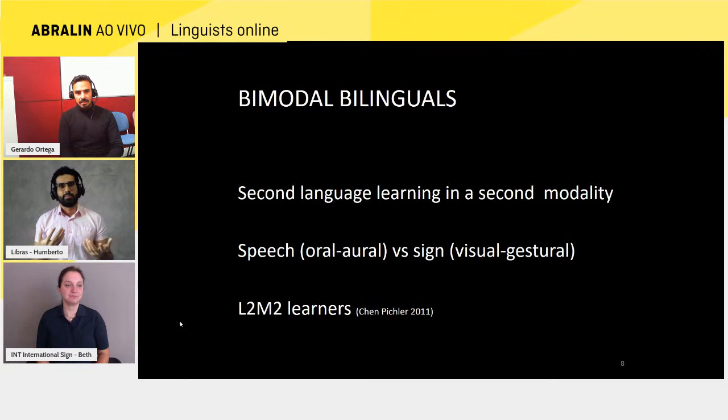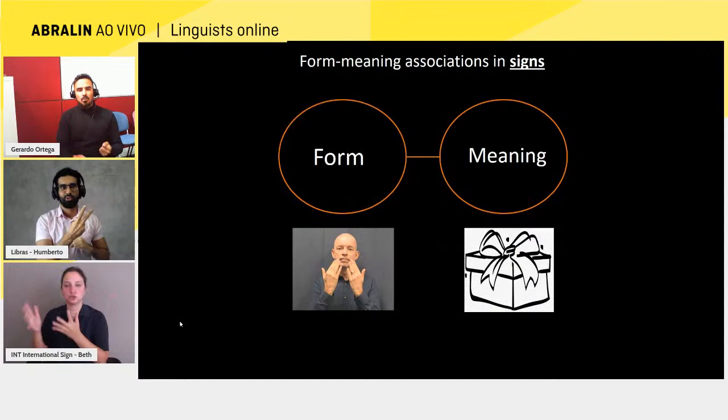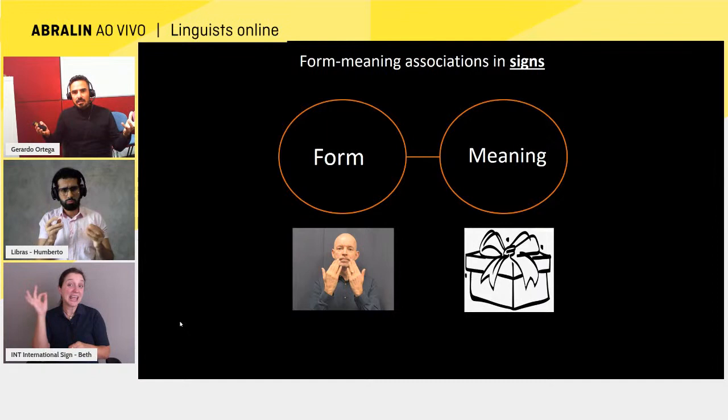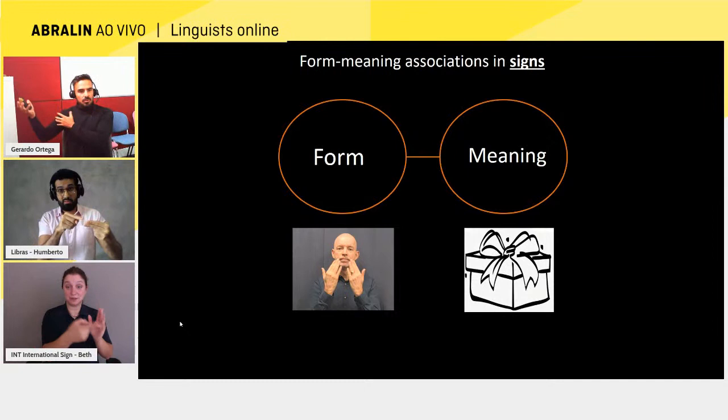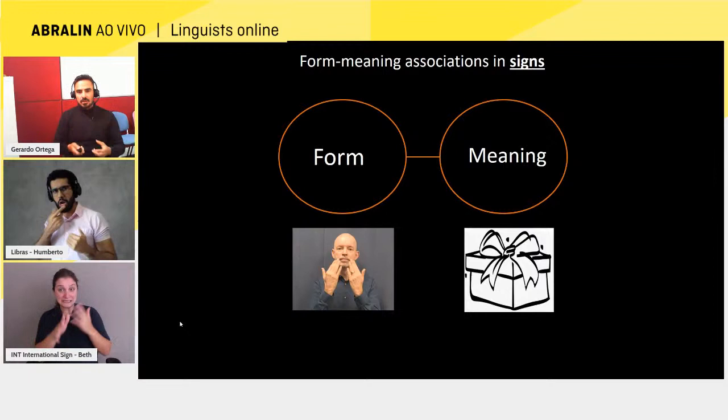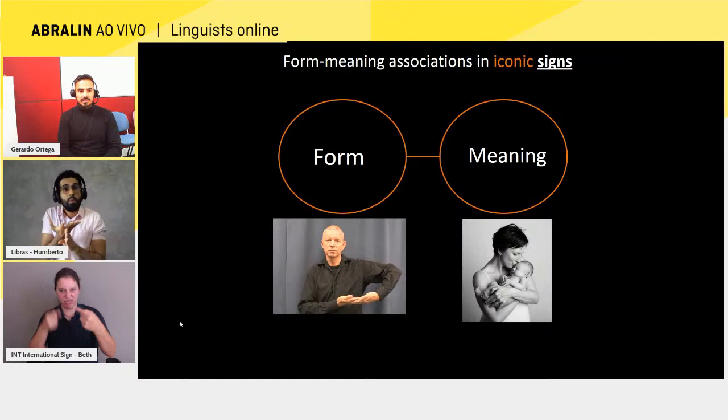So the question that is intriguing here is whether hearing people cannot really rely on their spoken lexicon when they're making form-meaning associations. So if they come across a sign like this, present in Sign Language of the Netherlands, they cannot fall back on their speech, in my case Spanish or English, to access the meaning of these signs, right? Because of the differences in modalities. And a similar thing can happen for signs like baby.